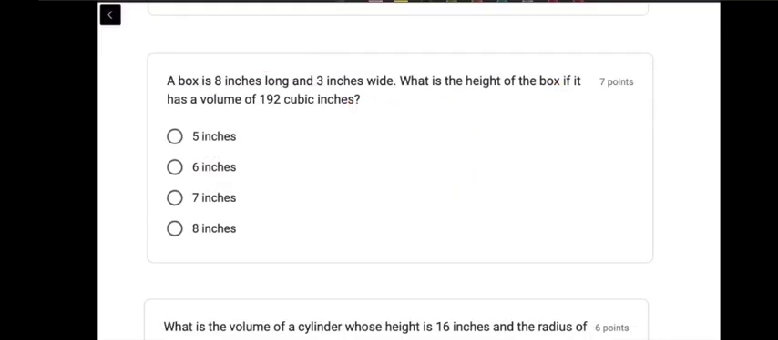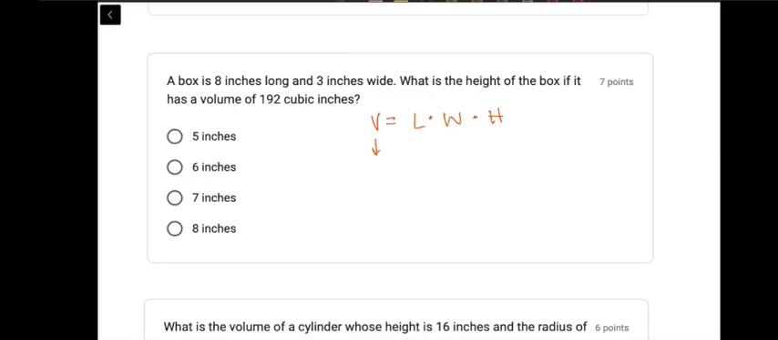In this problem, we have that a box is 8 inches long, 3 inches wide. What is the height of the box if it has a volume of 192 cubic inches? In this problem, the information is given a little bit different than what we've seen before. They usually give us the length, the width, and the height, and our job is to find the volume. This time around, they give you the volume, and you're looking for one of the other missing pieces. The formula will remain the same. Volume is equal to length times width times height.